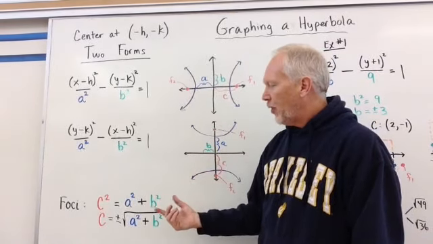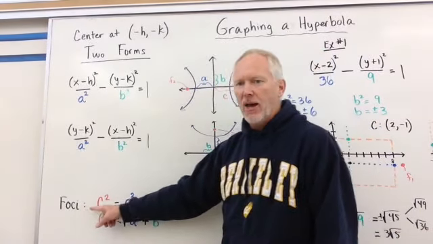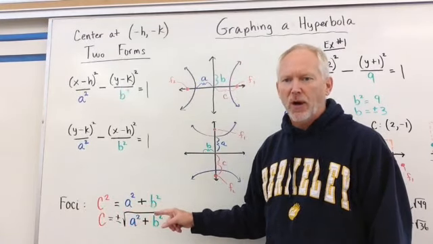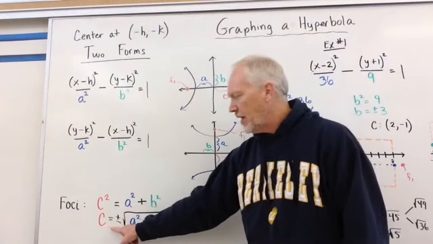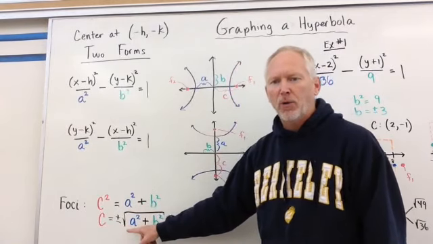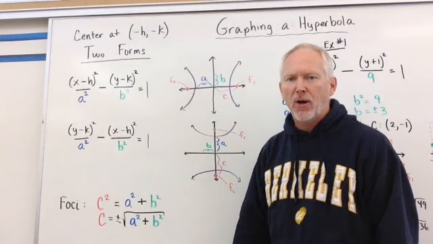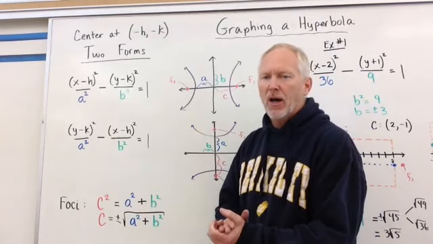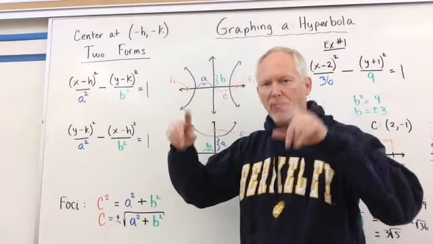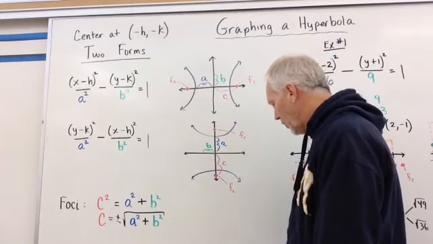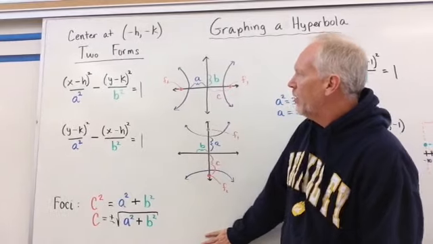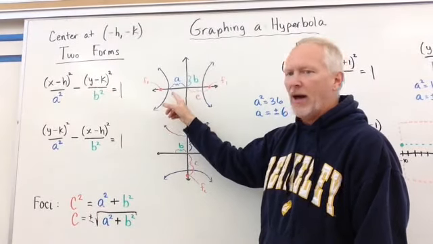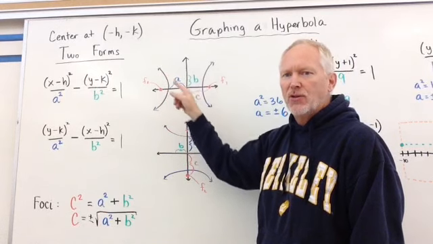So the focal points. Now this time, c squared is a squared plus b squared, right? And so c is the plus or minus square root of a squared plus b squared, because now we want the focal points out, away, outside of the branches. All right, so we can see here that with the x out front, the branches reach in the x direction.